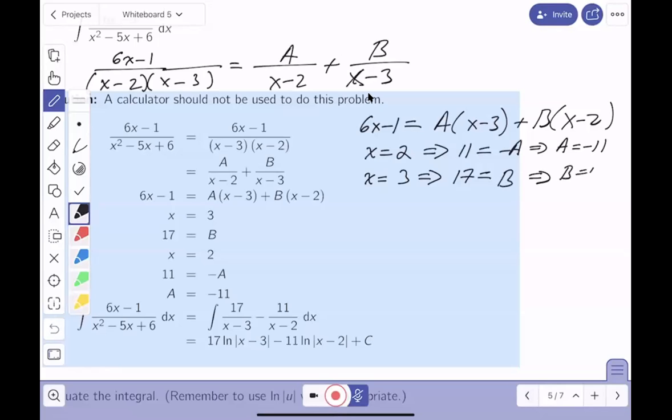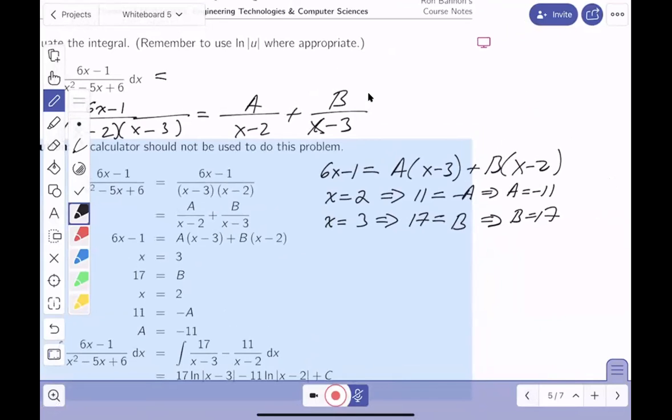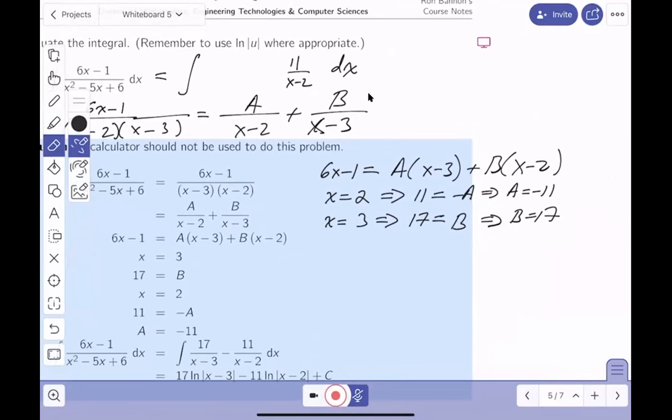B is 17. All right, so I'm going to write the integration down for you now with this in mind. And you're going to get a, which is minus 11. I'll put that as the second term, by the way. And that's minus 11 over x minus 2, dx. By the way, I don't like where the minus is, so I get my eraser out. Subtraction problem. And what's the b? The b is 17 over x minus 3.